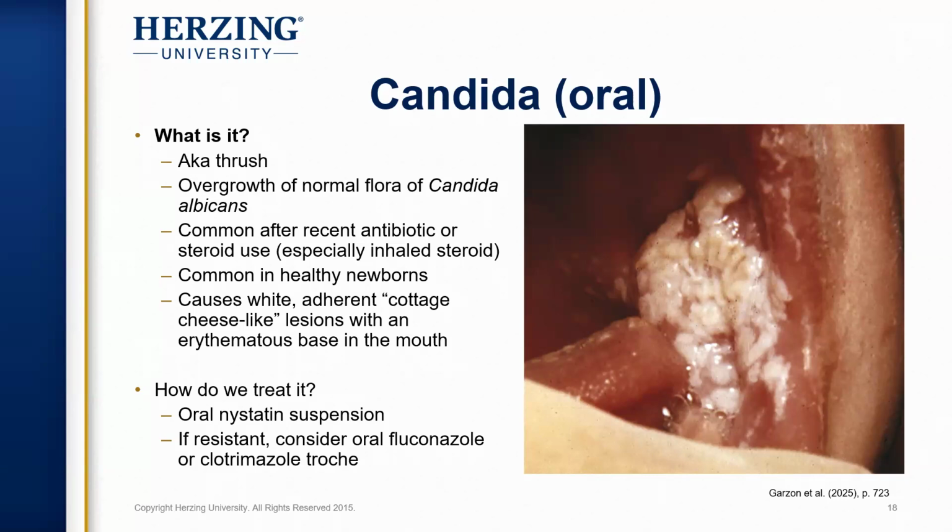There's a few ways to treat it. You can do oral nystatin suspension. If you're worried about resistance, you could also do an oral fluconazole or clotrimazole troche. It's also important to mention if a baby has it who is breastfeeding, you should also treat the mother. So if you're prescribing nystatin, she should put some of that on her nipples as well to eliminate reinfection. Because you might treat the baby and then they just go right back to the source of the infection and you're starting back at square one.